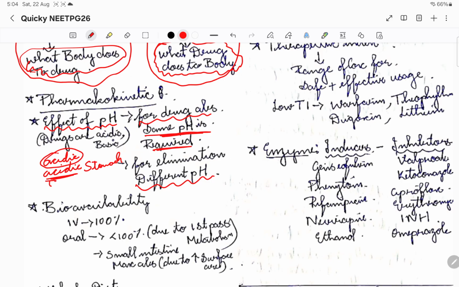Whereas if it is a basic drug, where will it be absorbed? The basic component of our body is the small intestine, right? So here the drug absorption increases. This is what I meant by same pH and different pH. Whereas for different pH, if the drug is acidic, it requires a basic medium for its elimination, and if it is a basic drug, it needs an acidic medium for its elimination. So that's it with respect to pH, this is the effect the drug requires.